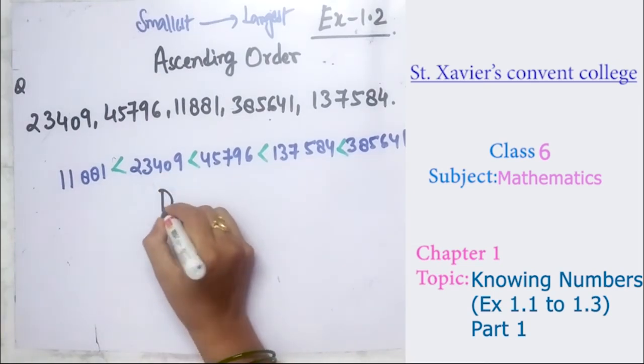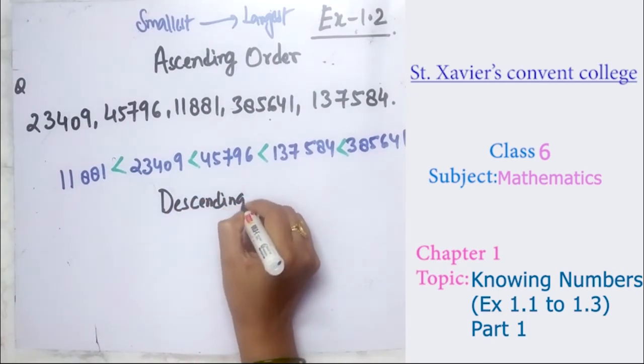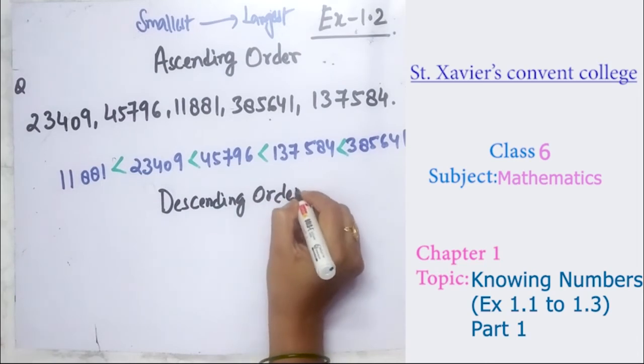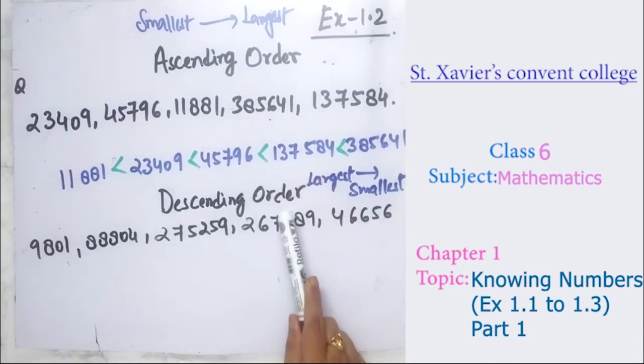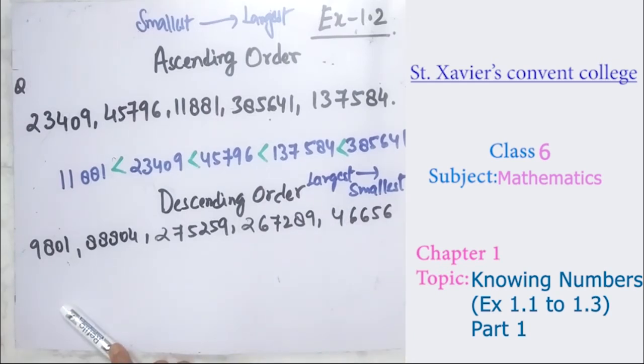Now for the descending order, we will discuss the question. In the descending order, you have to put the largest number on the left hand side and the smallest number on the right hand side. So you have to choose the largest number.